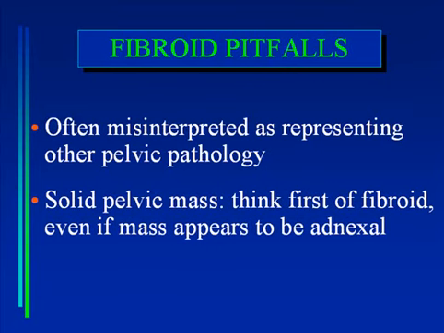So, because fibroids are so very common and often misinterpreted as representing other pelvic pathology, if one sees a solid pelvic mass, one should first think of a fibroid, even if the mass appears to be adnexal. And then, if one can find both ovaries, that makes a fibroid even more likely, since the ovaries would have been one of the other main organs of origin for a solid pelvic mass.